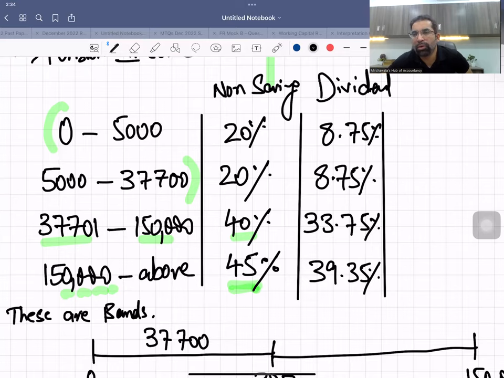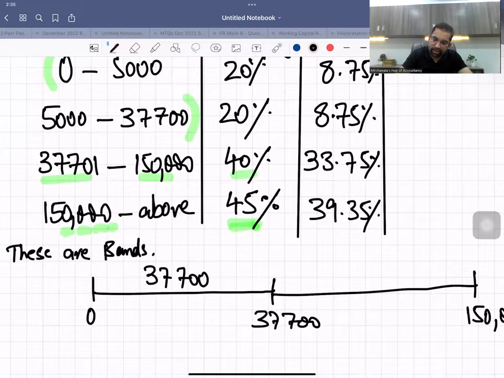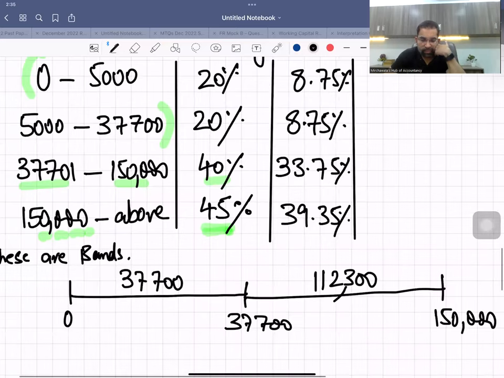Now, I have plotted these bands like this, 0 to 37,700 and then 37,700 to 150,000. Let me tell you the capacity of the second band. It's 150,000 minus 37,700. It becomes 112,300. Now, use your brain. The capacity of the first band is 37,700 and the second band is 112,300. Okay. So these are the bands.